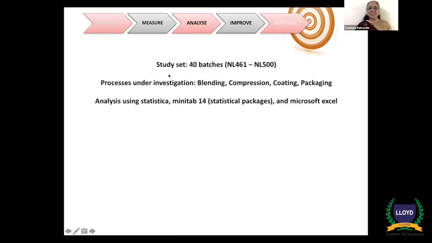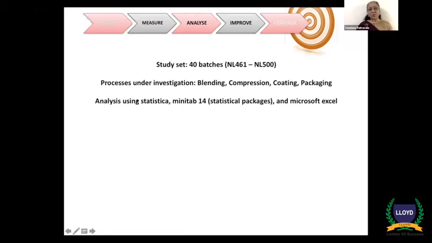So this is the study of 40 batches labeled NL461 to NL500. And the process under investigation was blending, compression, coating, and packaging. I told you ranitidine is a coated tablet which requires these major operations. So why did they do this study? Because they saw there were issues. So what was used for analysis?